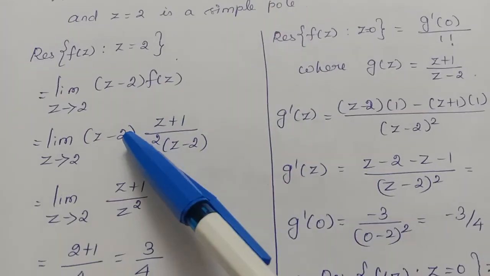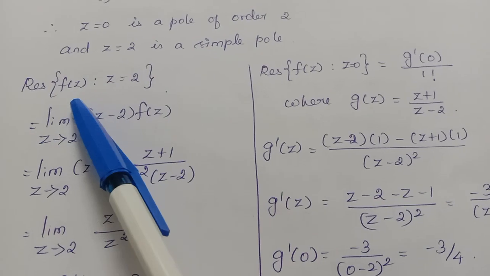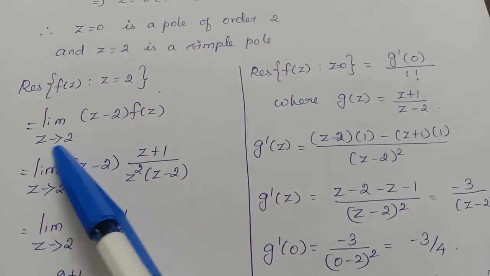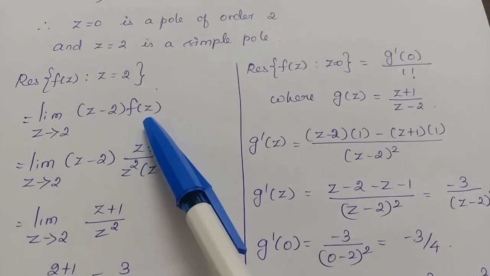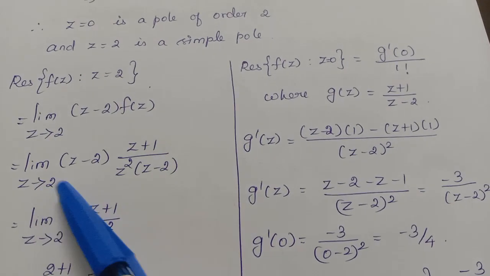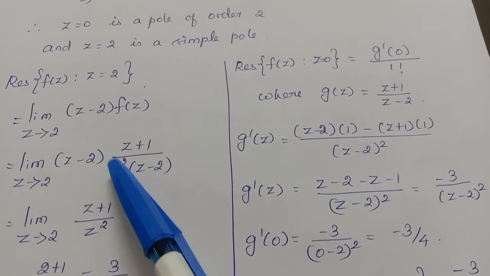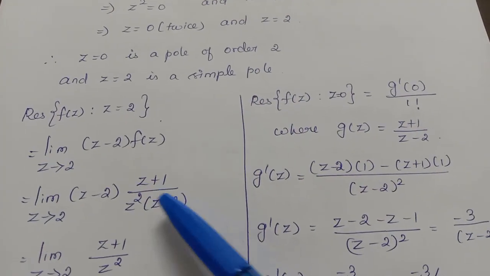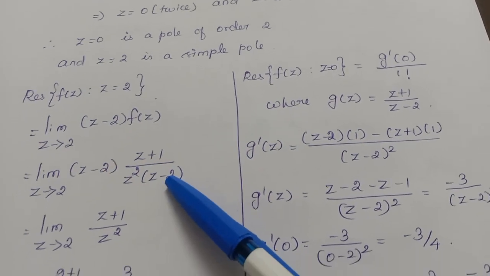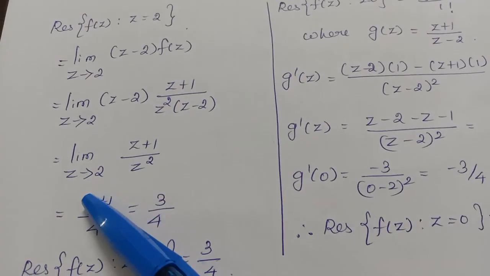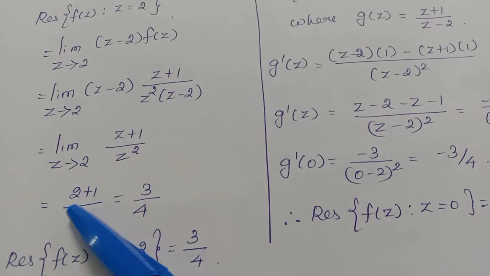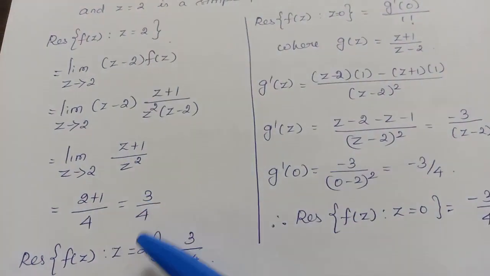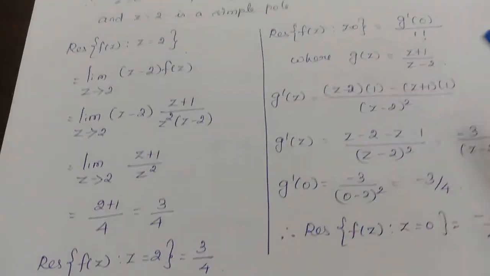First, let me find the residue at the simple pole. Residue of f of z at z equal to 2. For simple pole, what is the formula? Limit z tends to 2, z minus 2 into f of z. So limit z tends to 2, z minus 2 into what is f of z? z plus 1 by z square into z minus 2. So this z minus 2 gets cancelled. Simply what I have, limit z tends to 2, z plus 1 by z square. So 2 plus 1 by 4 equal to 3 by 4. So residue of f of z at z equal to 2 is 3 by 4.